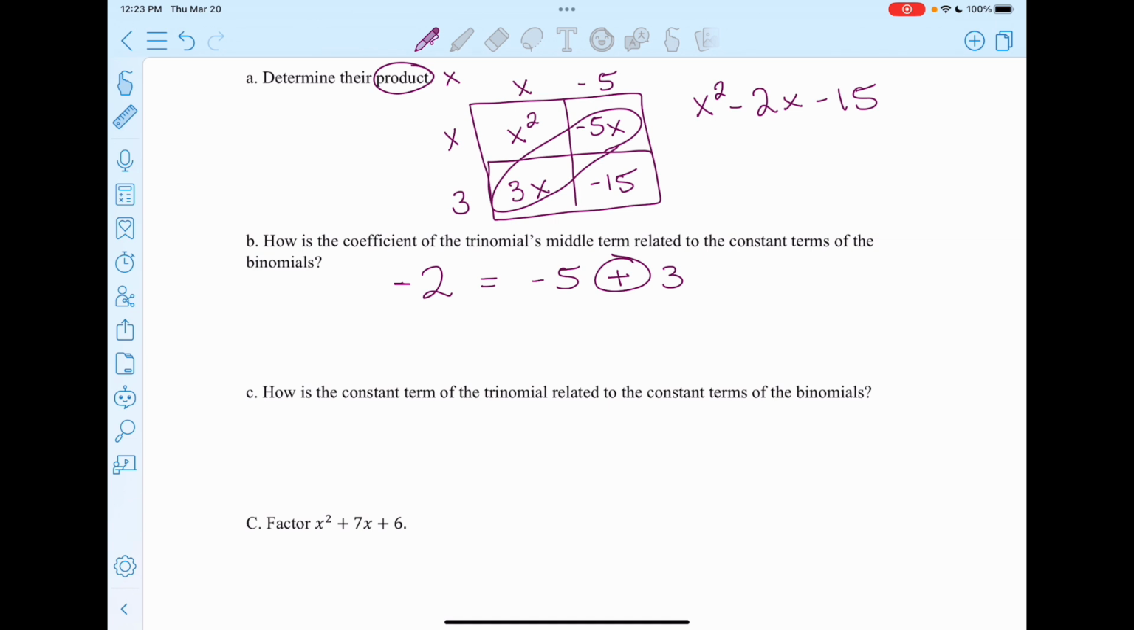And in part C, it says, how is the constant term of the trinomial, that will be the negative 15, related to the constant terms of the binomials, once again, the negative 5 and the 3? To get negative 15 from negative 5 and 3, I have to multiply those values together. So this is going to be like a little puzzle. I have to think of two values, such as negative 5 and 3, that will add to get the middle term of my trinomial, but multiply together to get the constant term of my trinomial.